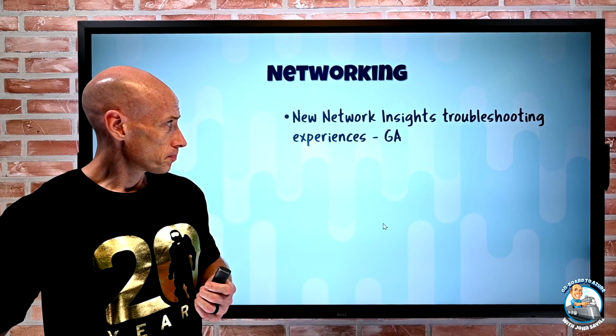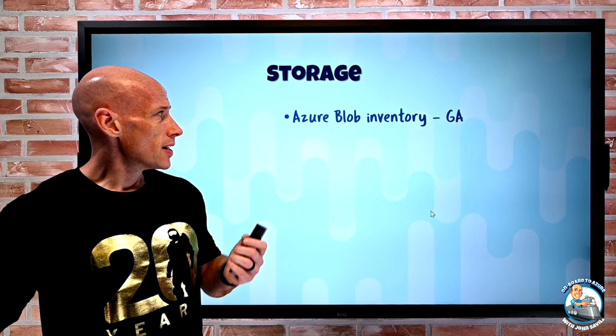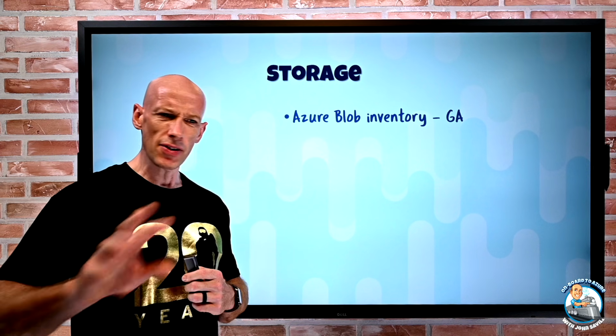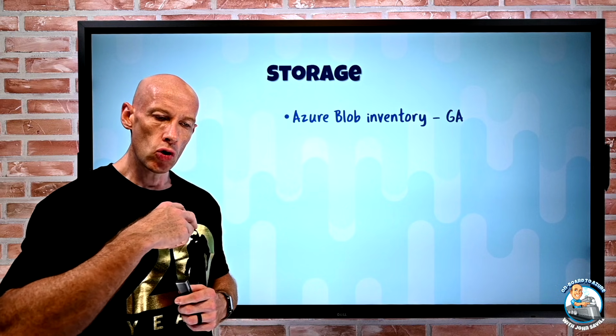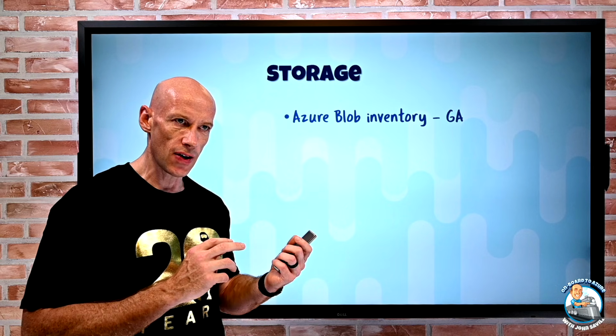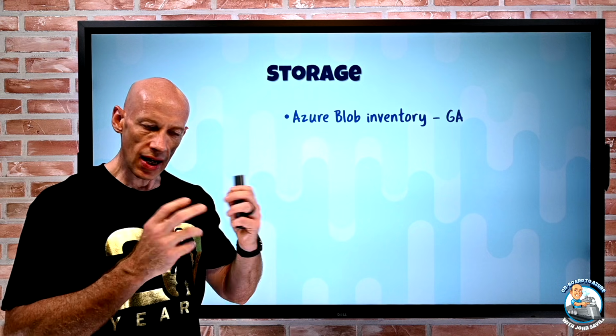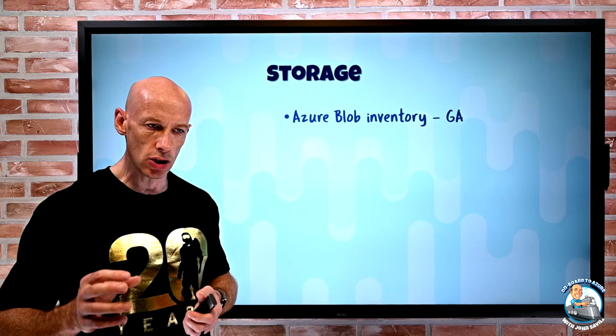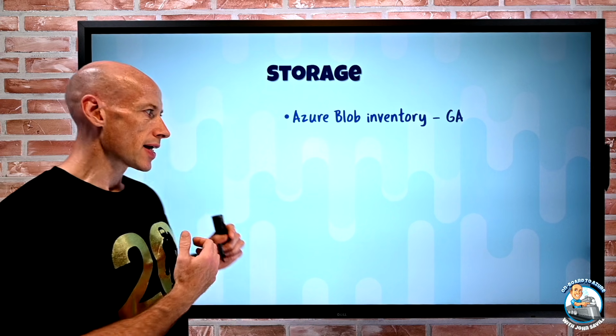Then moving on to storage, so Azure Blob Inventory has gone GA. This is the idea, and I've covered this before. It will basically go and create a file for me, a CSV or Parquet format, daily or weekly, of the content of my storage account. I can do filters around it, and it will just go and create that.